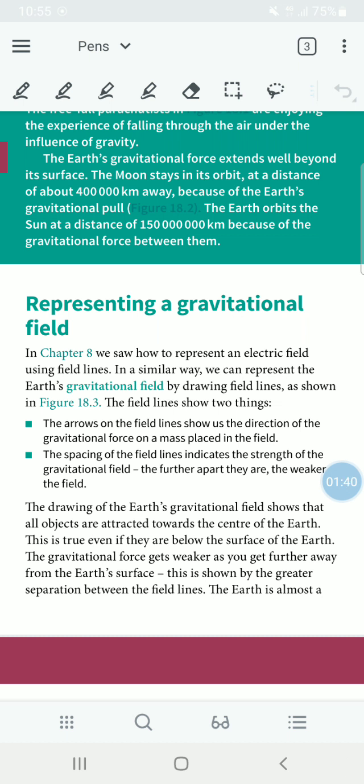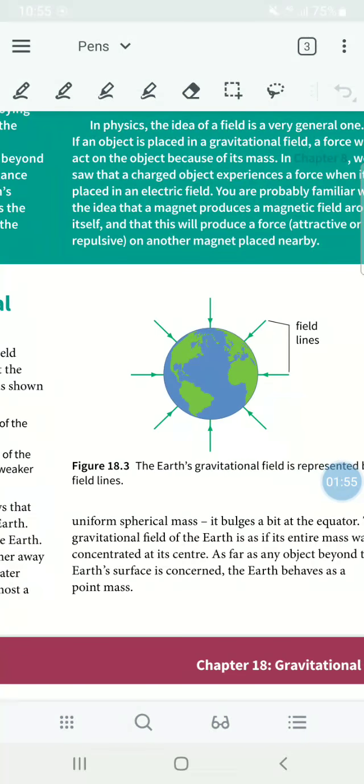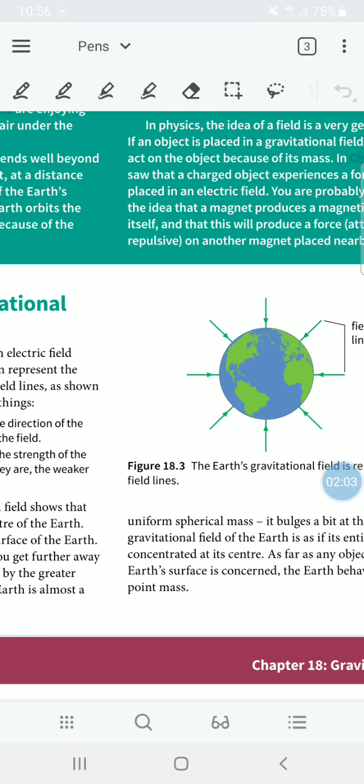Now, the first thing that we have to deal with is how to represent a gravitational field. The reason why I told you that gravitational field and electric field strength have somewhat common aspects is because the gravitational field is also represented the same way that we represent electric field lines. So both are the same.